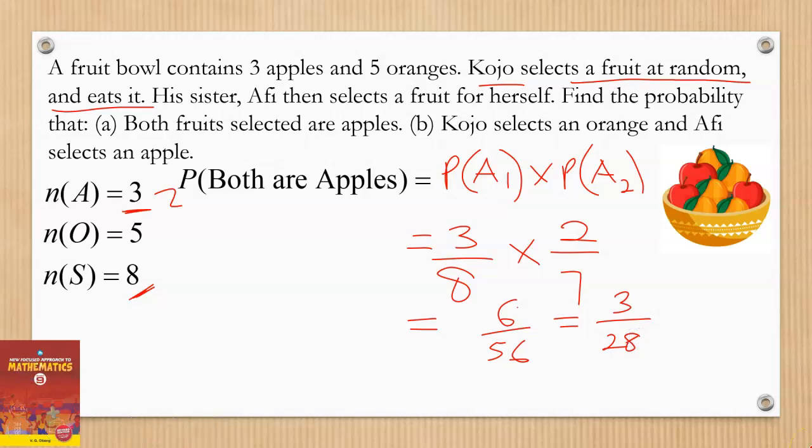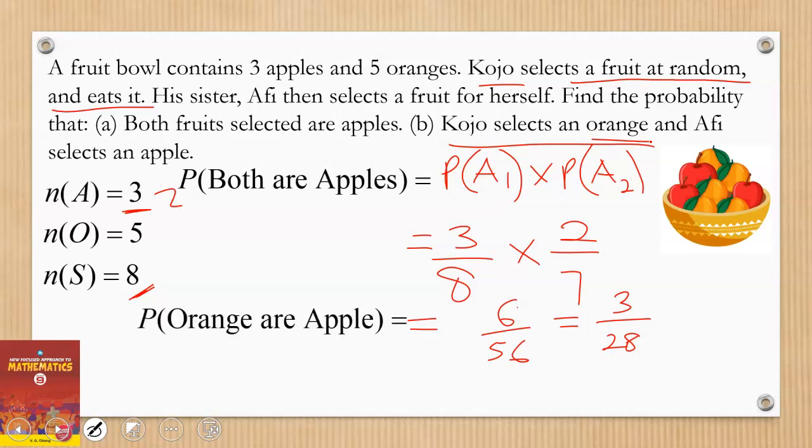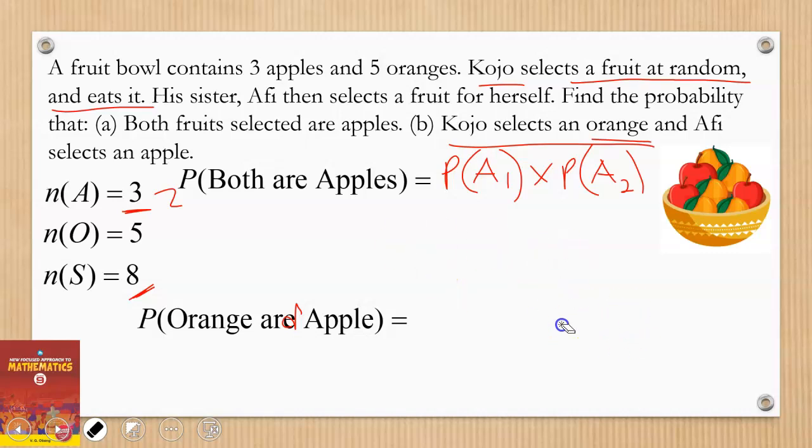Now, for the second question, the 2 selected fruits are one orange and one apple. So Kojo selects an orange and Afi selects an apple. Here we say probability of orange and apple. That should be and apple. Let me clean this part and then we see what we can do with the second part.